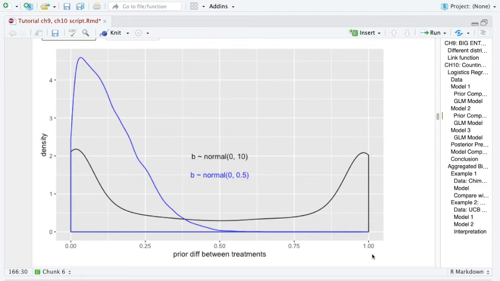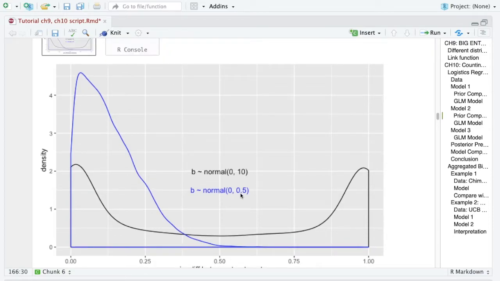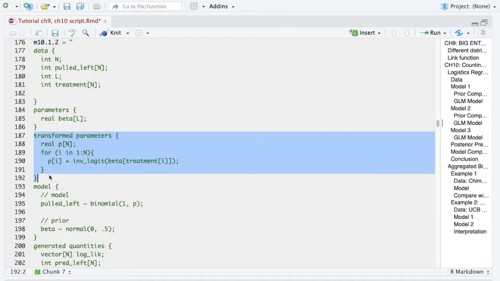So we are expecting that some treatments will increase the probability of chimpanzees pulling left by like 20% or 30%, and another treatment will increase it by like 10 or 15%. So the prior of normal(0, 0.5) is more realistic in this experiment. And then for the model code, we just need to modify the transformed parameters block.